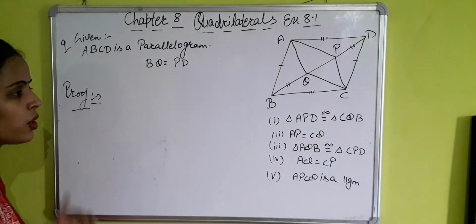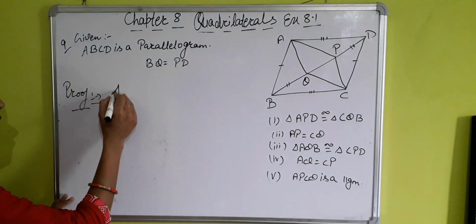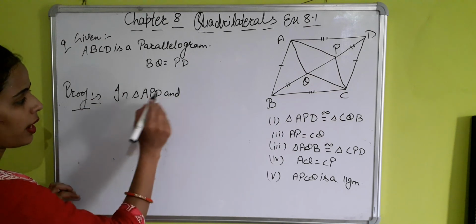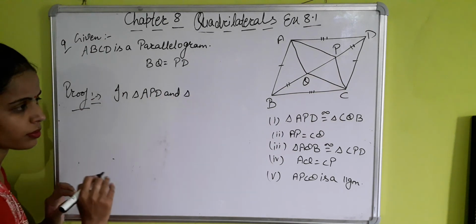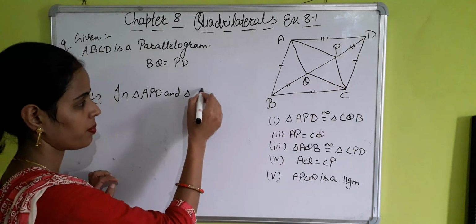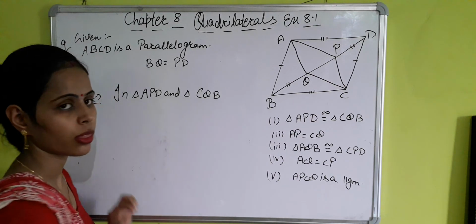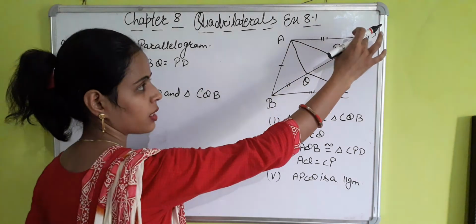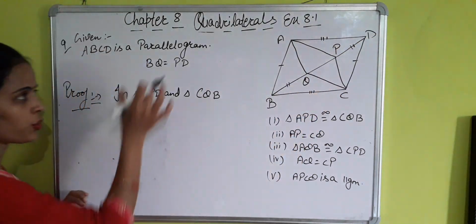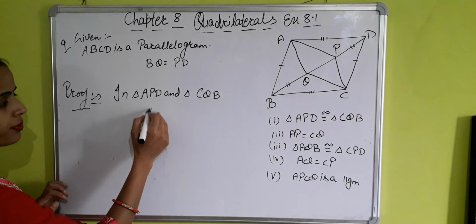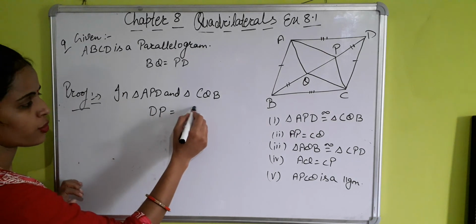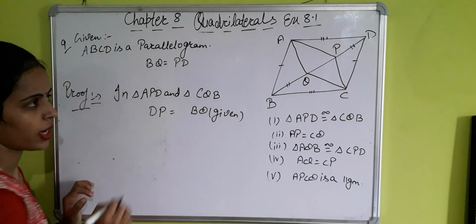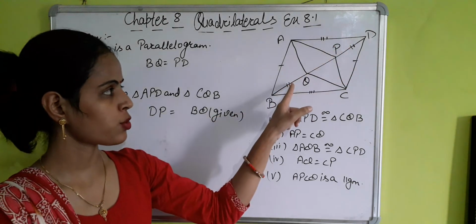Then start the proof. In the first part, in triangle APD and triangle CQB, this DP equals BQ, given. DP equals BQ, given.